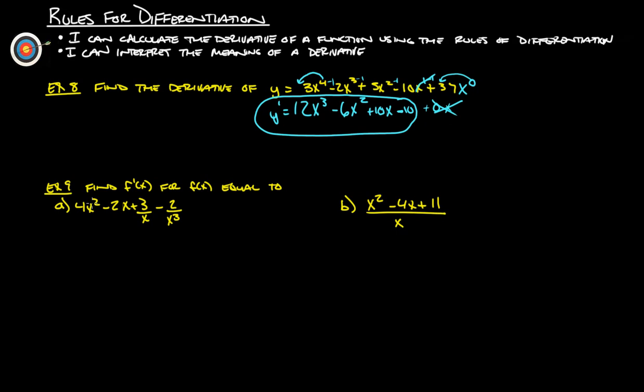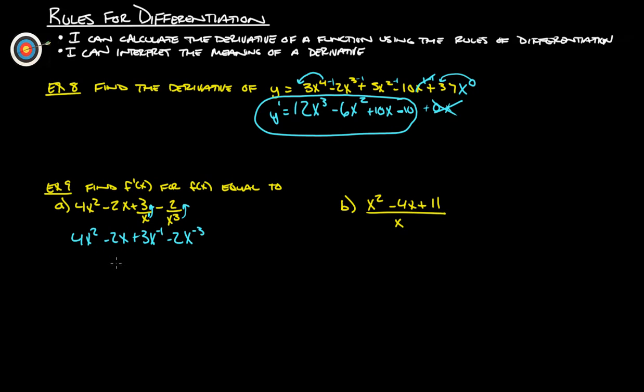Okay. Example 9 here. Find f prime of x for f of x equal to this one here. So here's what you want to do first. Get all these x's in the denominators up to the numerator. So this is really going to be 4x squared minus 2x, and now we've got plus 3. This is x to the first on the bottom, so when it moves to the top, it's x to the negative first. And then minus 2 times x to the third on the bottom, so we move it to the top, and it turns into x to the negative third.